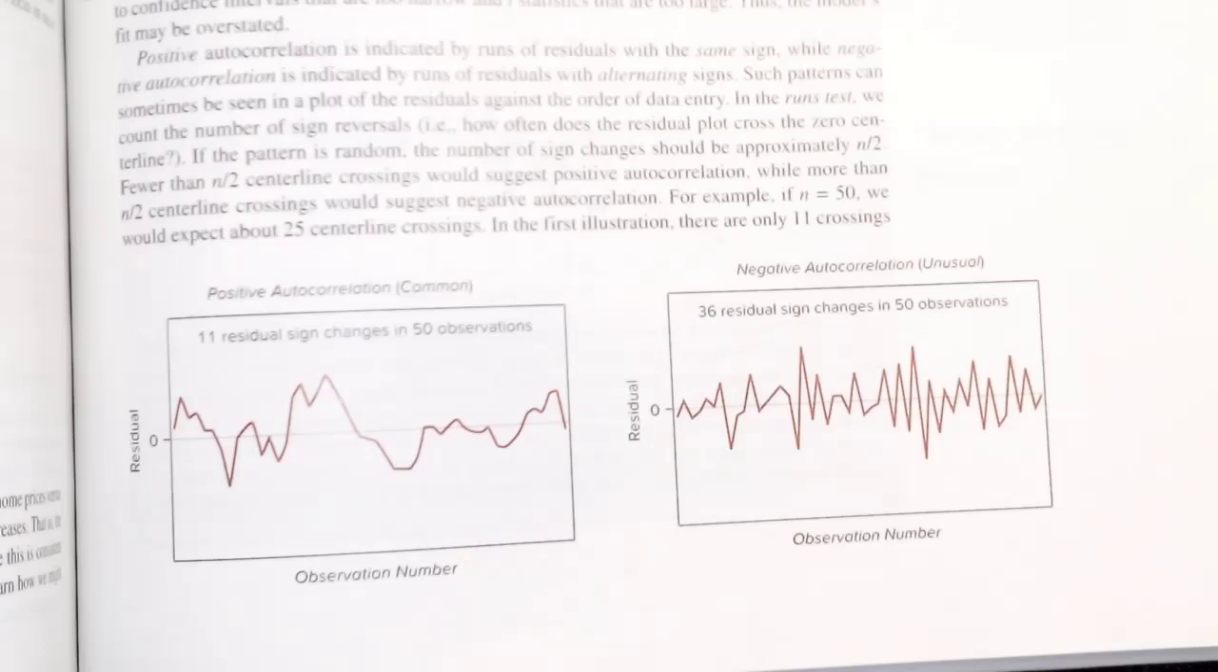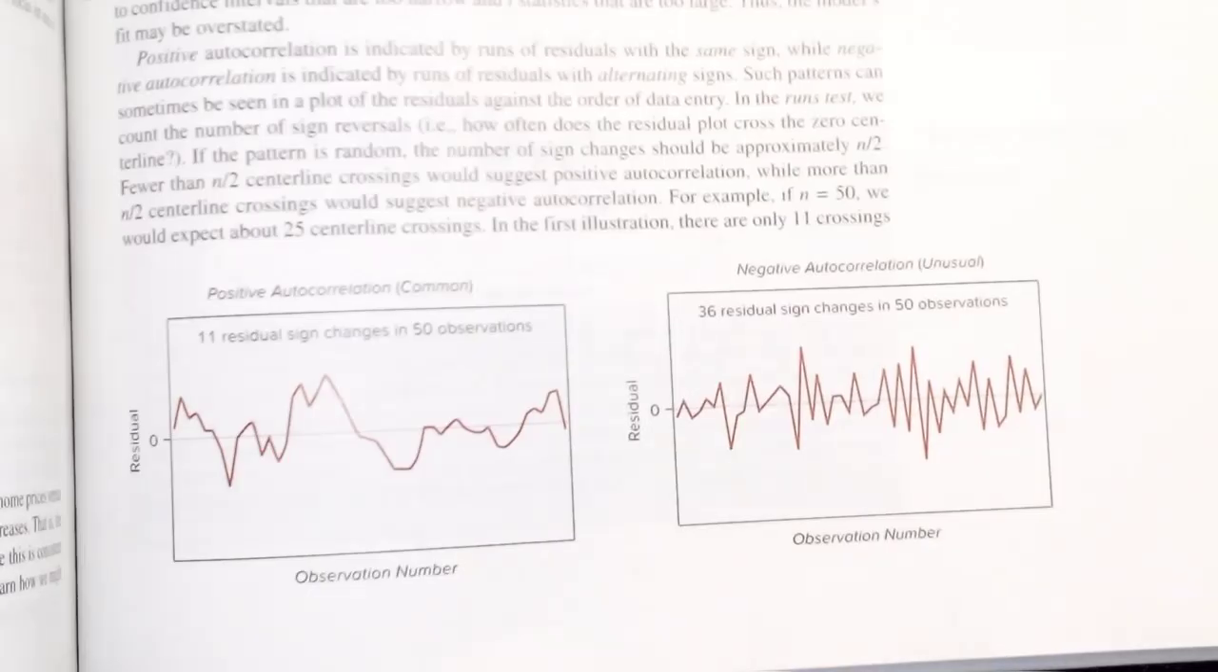A lot of things are positively autocorrelated, where we have very few sign changes, but there's some sort of cyclical wall pattern. Negative autocorrelation is not common and therefore should be remarked upon.